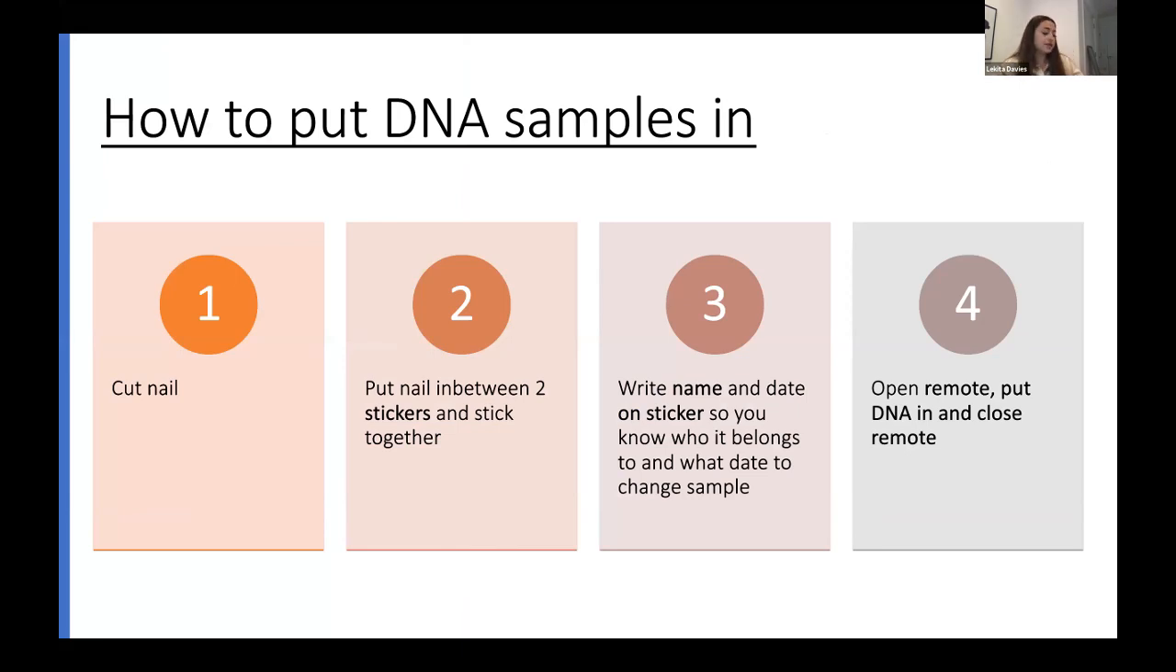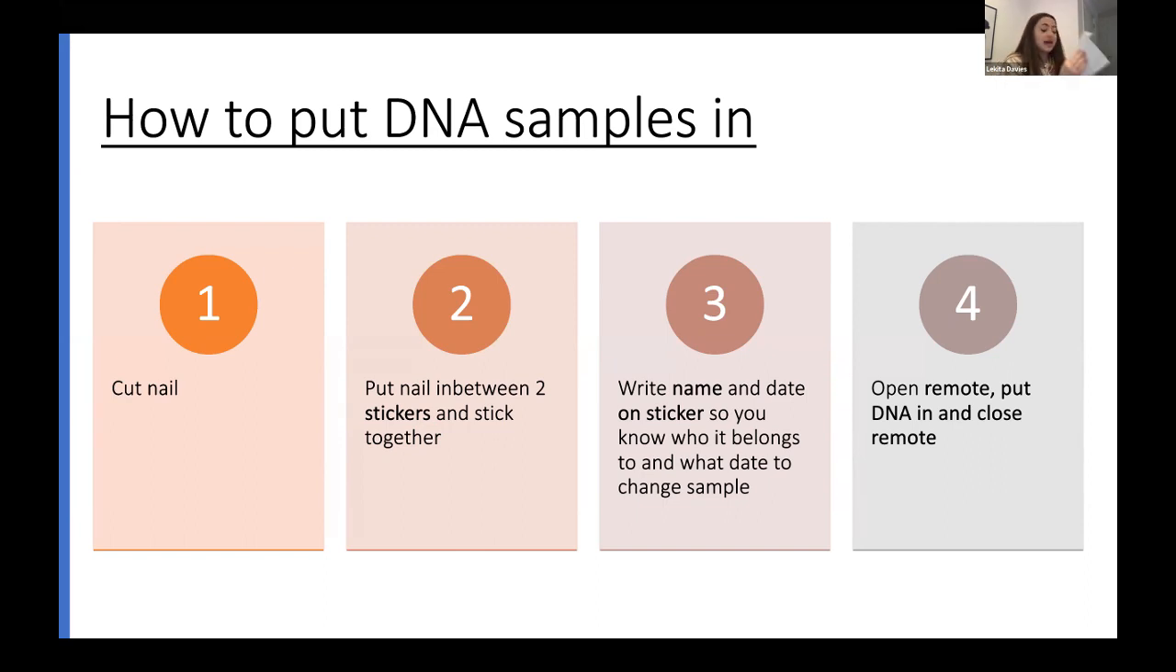Okay, so how to put the DNA samples in. Firstly, you just want to cut some nail, cut some toenail, pluck a hair, get some blood. With the pack, you'll get some stickers. If you don't have any stickers in your pack, you could use some normal tape. Once you've cut your nails, peel off a sticker, set it down on the table, and put the sample of nail on the sticker.